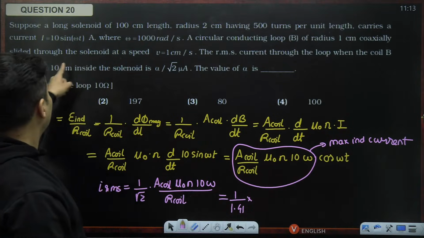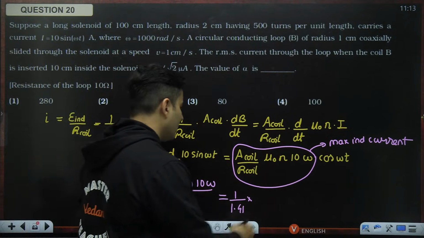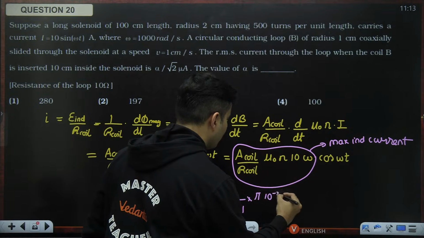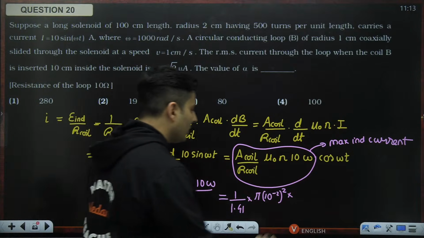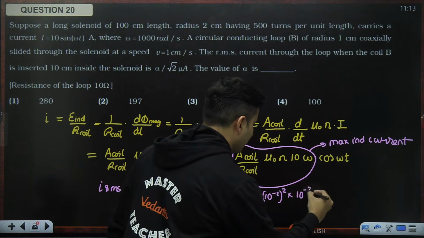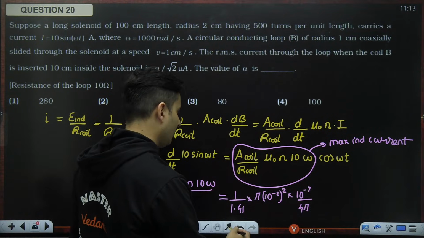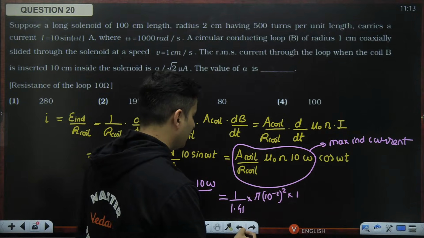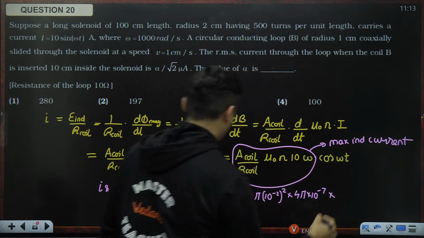Area of the coil, I think it is given somewhere. A circular coil of radius 1 centimeter. That means it is pi into 1 square, which means 10 raised to minus 2 whole square, multiplied by mu naught. Mu naught by 4 pi is 10 raised to minus 7. So 4 pi into 10 to the power minus 7.